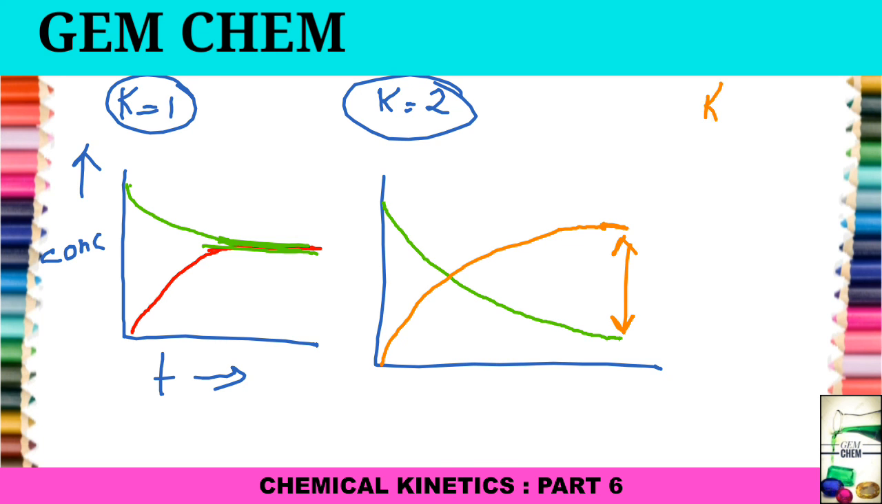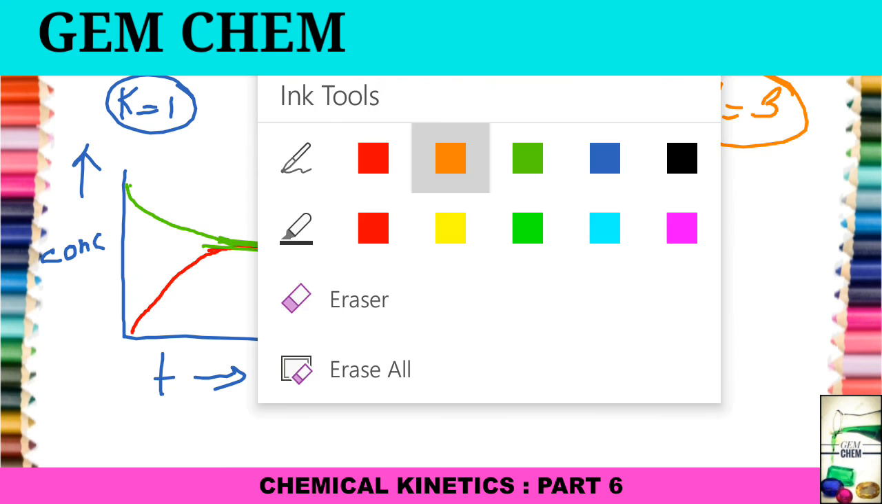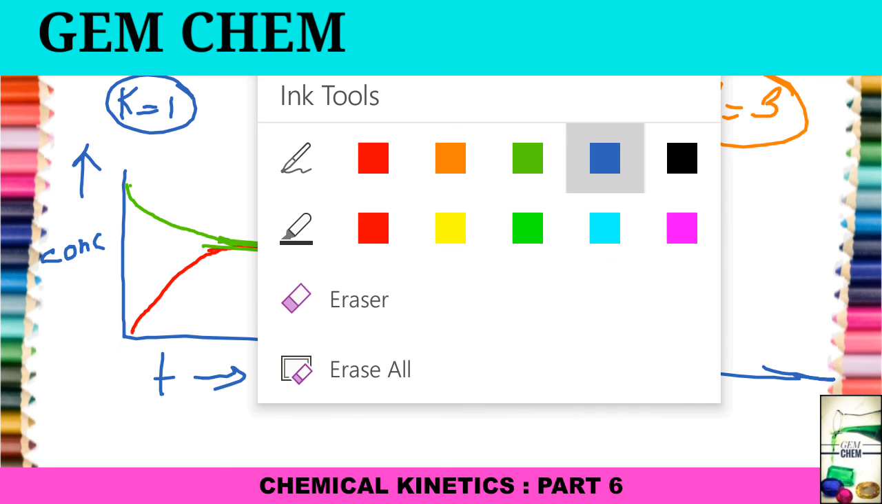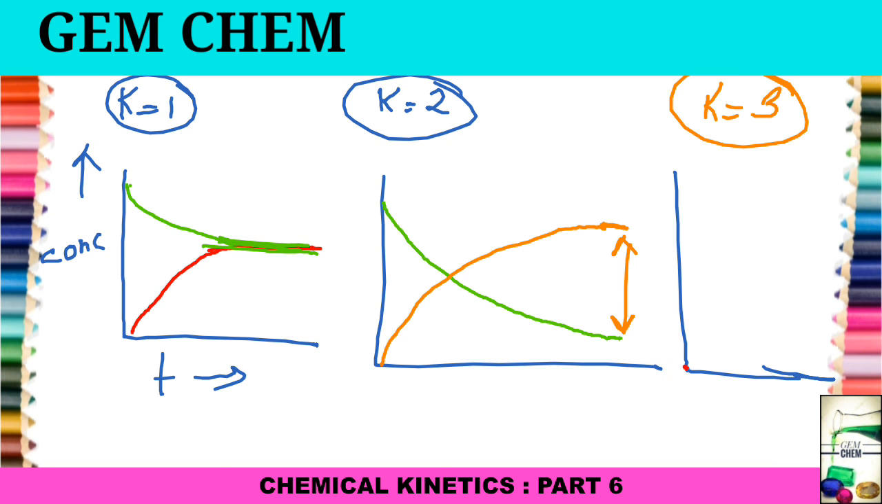In case of K equal to 3, you will observe that this particular graph will show the same type of thing, but the gap will be more. If you see this is the product, it will be here, and if you see the reactant, it will go down like this, and this gap has increased. So this is for K equal to 3.